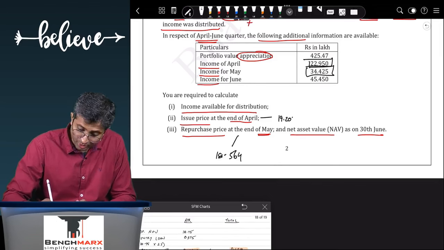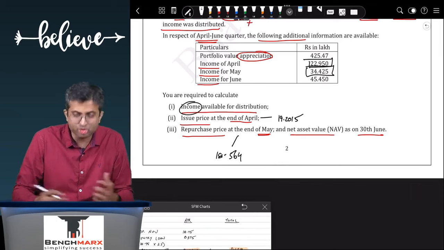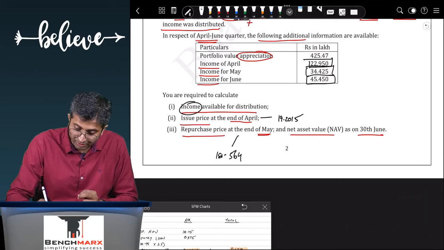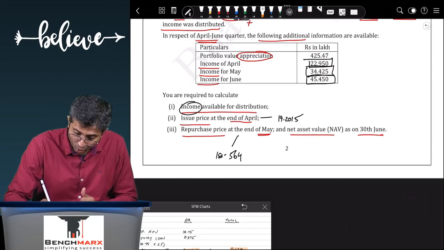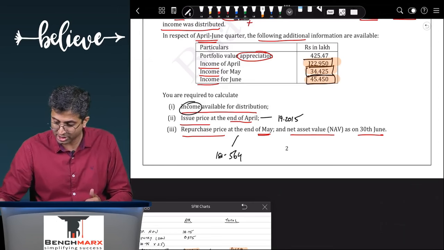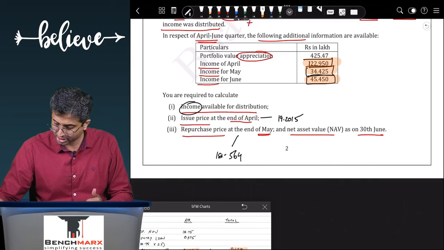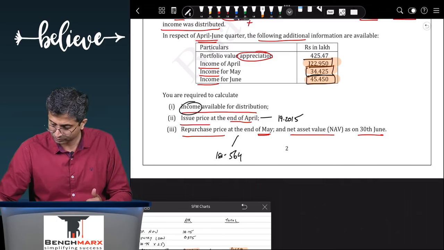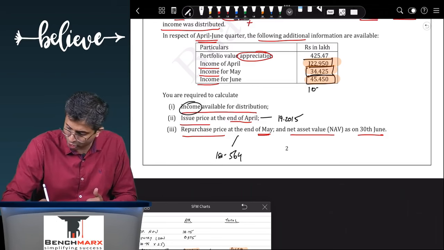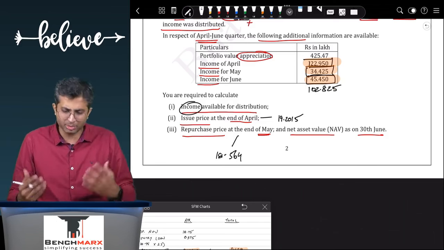Now the question is also asking you the income available for distribution. Remember, only the realized income is available for distribution. When you look at the realized income available for distribution, it will take the total of all of these three, 1, 2 and 3. However, this does not consider dividend equalization, so we'll have to consider that. So 22.95 plus 34.425 plus 45.45, and this total will come to 102.825 on a totality basis. So one could say that this is your income available for distribution.